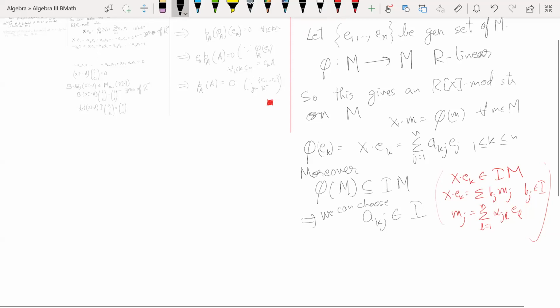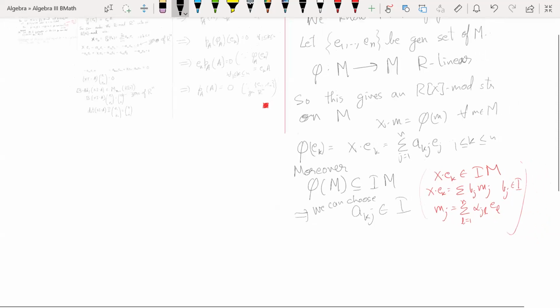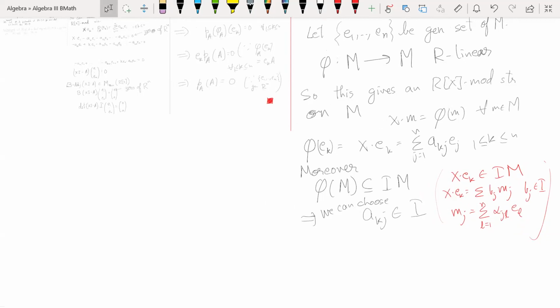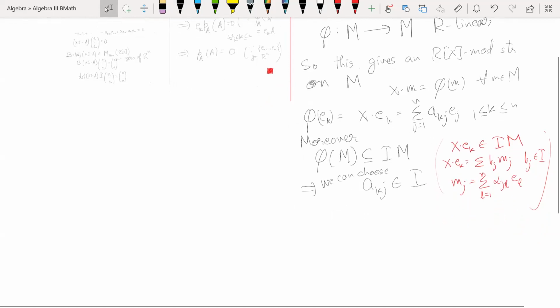Okay, no problem. So that's what the assertion is, that you can in fact choose the a_kj in I. It need not be true for every representation, as there may be some cancellations. Obviously you can just add one e_1 and subtract one e_1, because it's not a basis. So that kind of statement, that in any linear combination the entries have to be in I, may not be true.